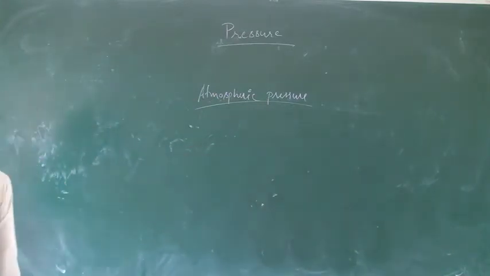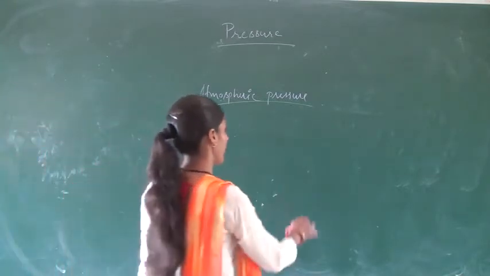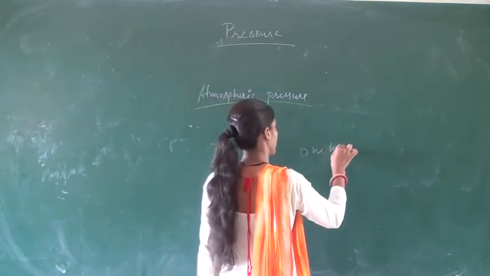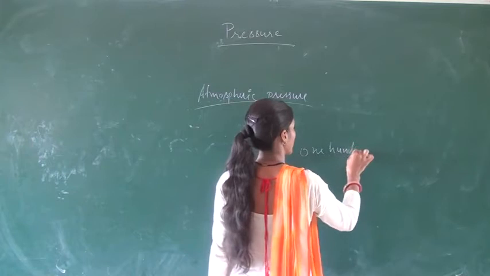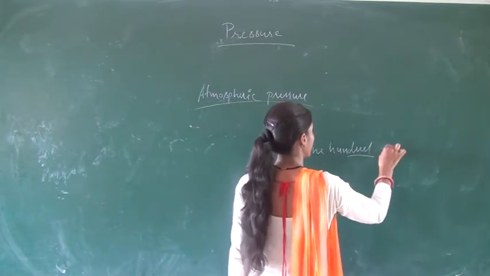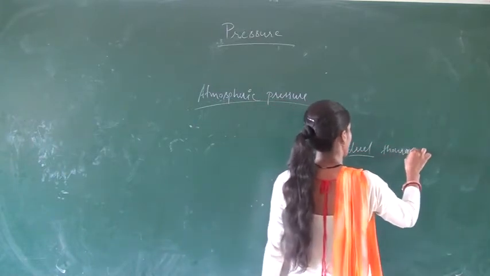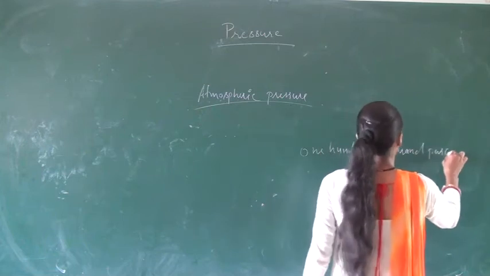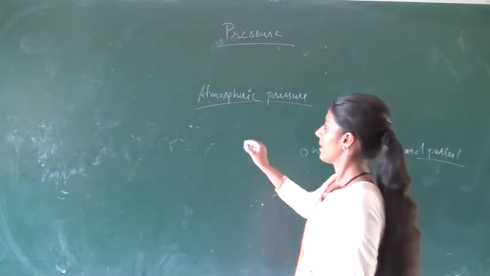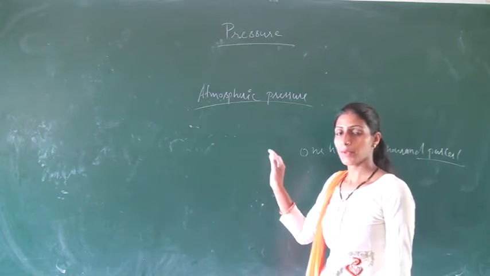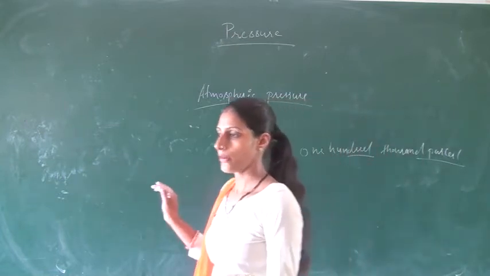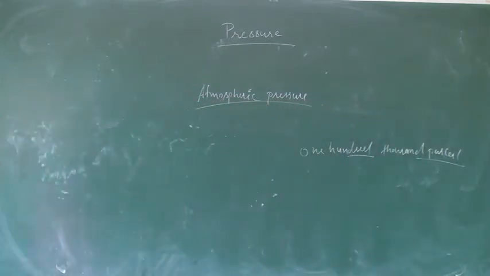Okay. After that, atmospheric pressure on the earth's surface at sea level is 100,000 Pascal. At sea level, the atmospheric pressure is 100,000 Pascal.